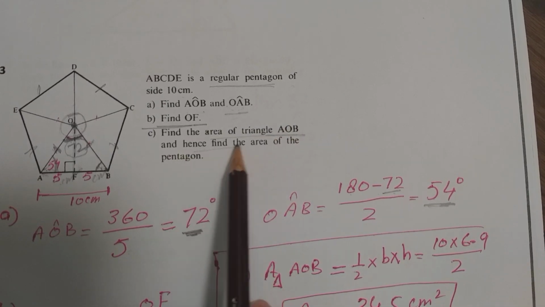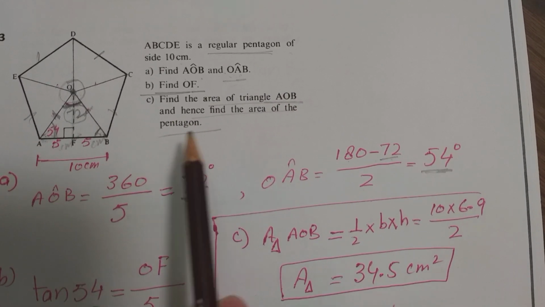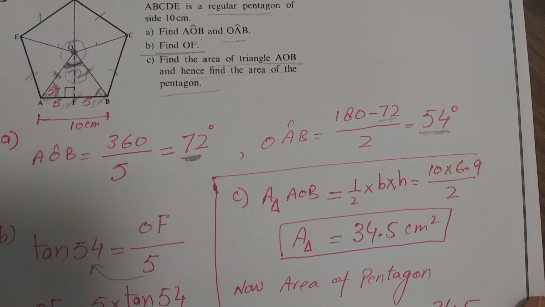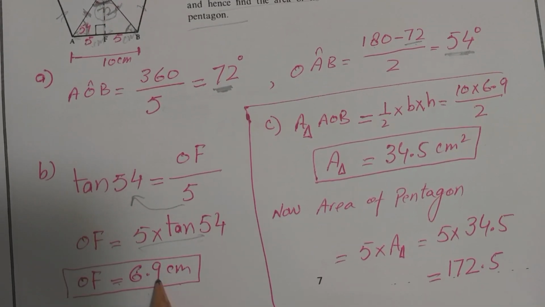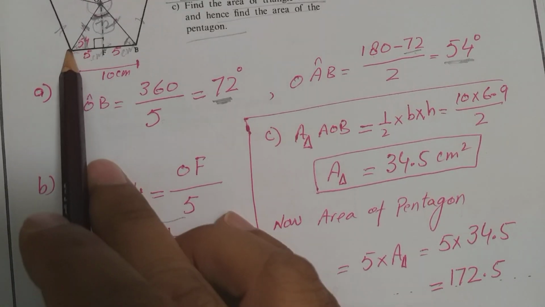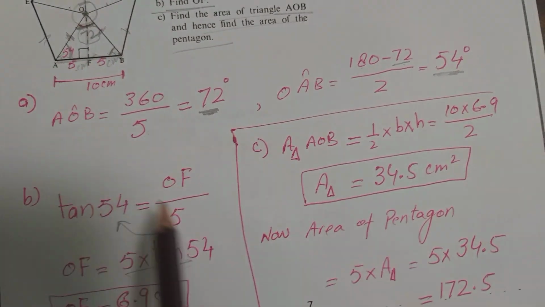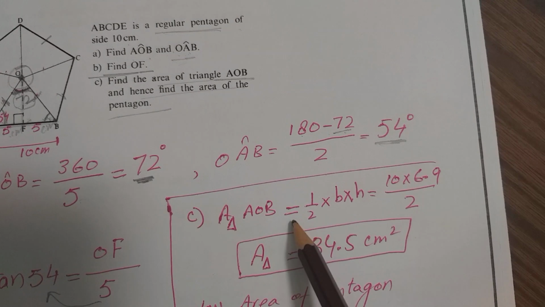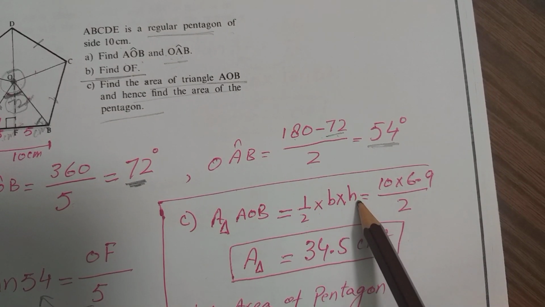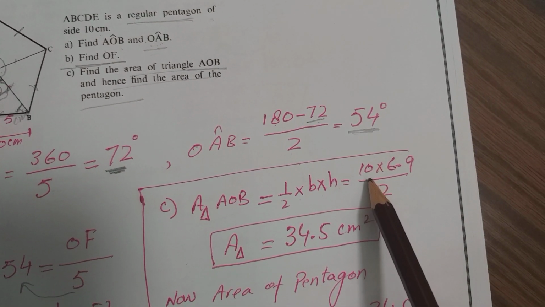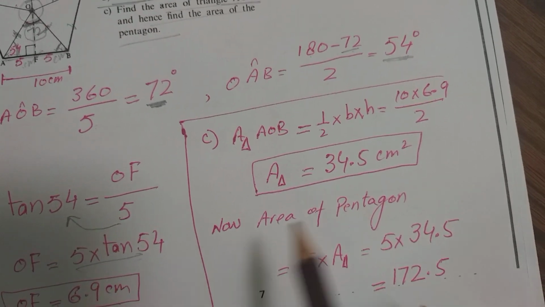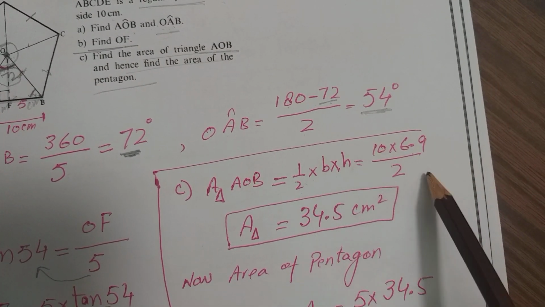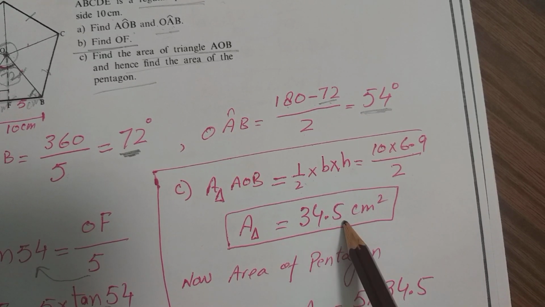Okay, in part C, we need to find the area of the triangle AOB, and then the area of the pentagon. Area of a triangle, we know, is half base times height. We are given the height, which is 6.9, and the base is 10. So area of triangle AOB is half times base times height. Substitute the information: base is 10, height is 6.9, which we just found in part B. Simplify and divide by 2, you find 34.5 centimeters squared.